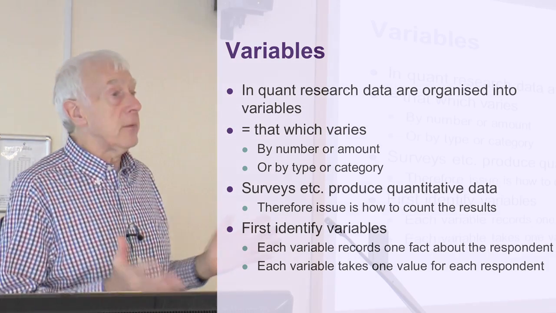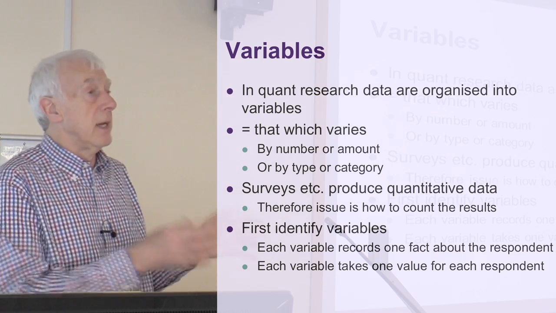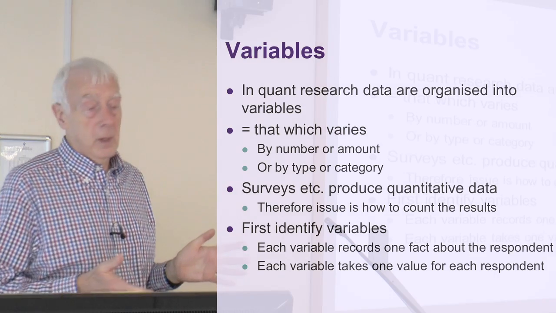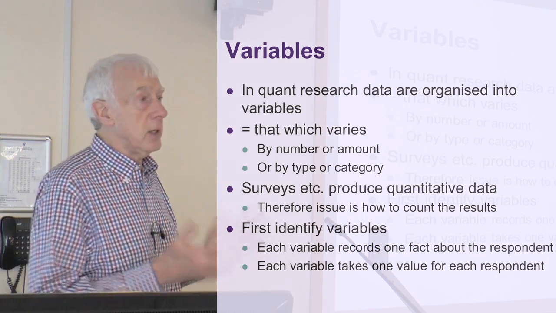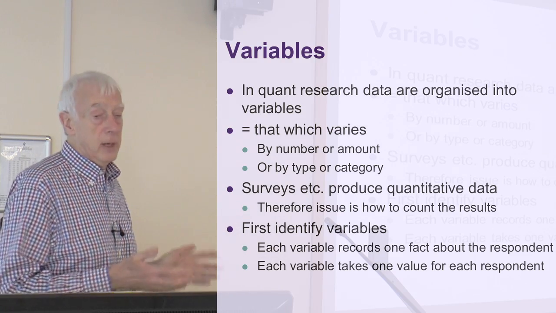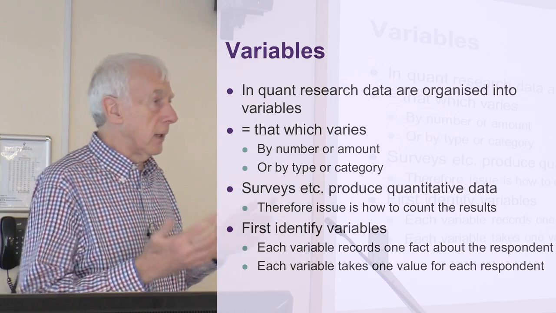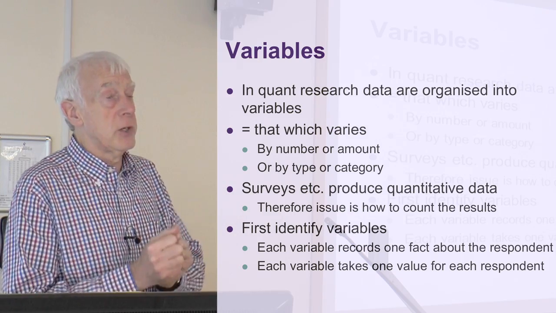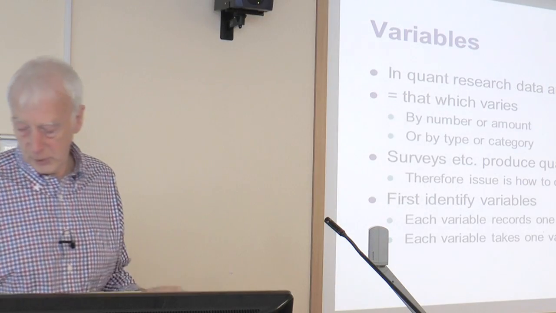So what do we do? First of all, the first activity, when you're coding, transferring from questionnaire surveys into numbers, is to identify what the variables are. Think about what they are. And the important point about this, the key issue here, is that each variable records one fact about the respondent, and each variable takes one value for each respondent. So that's the real crucial thing, that one number we've got to get from a variable. And the problems arise when our questions start to generate more than one number. How do we deal with that is the issue. And I'll show you how to do that in just a moment.